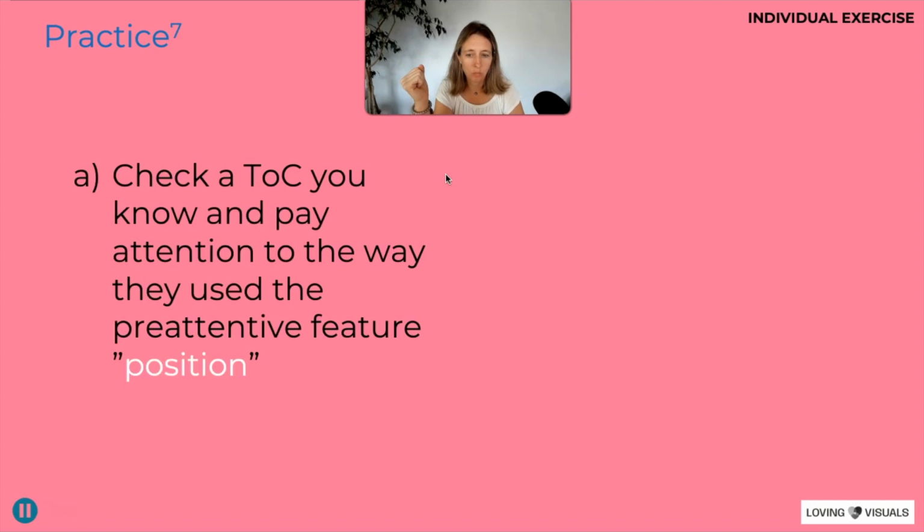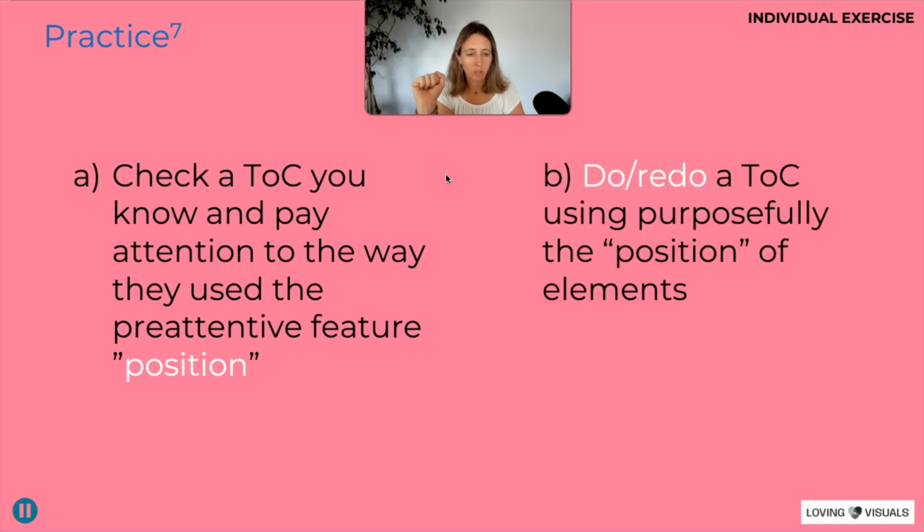So if we want to practice, you can check a theory of change that you have and take a look at the position feature. And also you can do or redo a theory of change that you know or that you have using position in a more purposeful way.